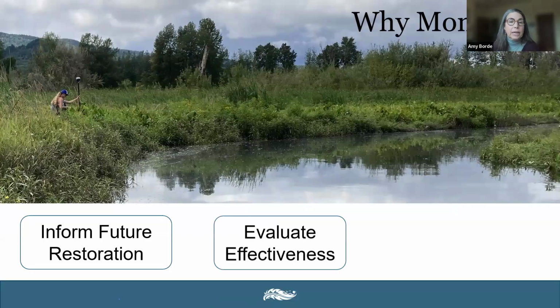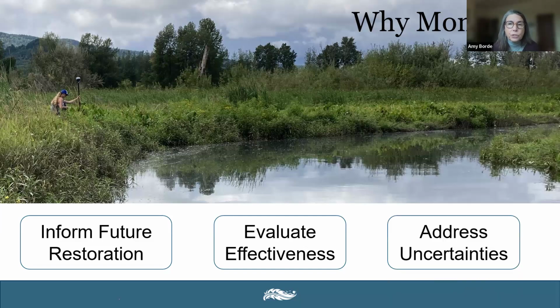Okay, and also along with that is evaluating the effectiveness of the restoration that we have done to see how it's moving along the restoration trajectory as these systems change over time, and also to address uncertainties. So these are things like climate change and how these systems may respond to climate. Also things like invasive species and what the effects might be of different invasive species and how we might learn to control them, which I'll talk about a little bit later.